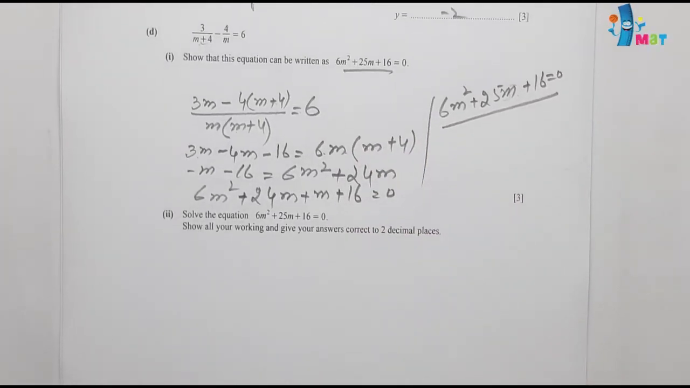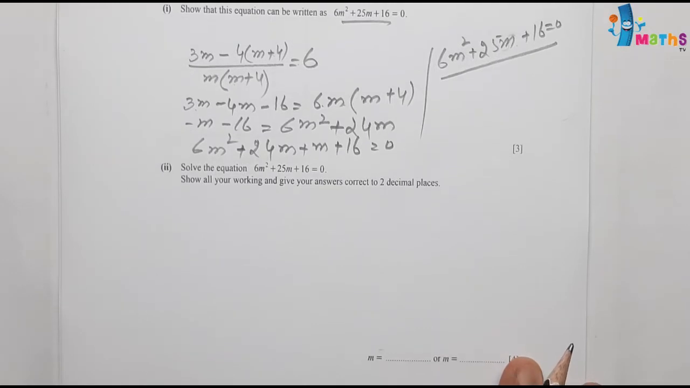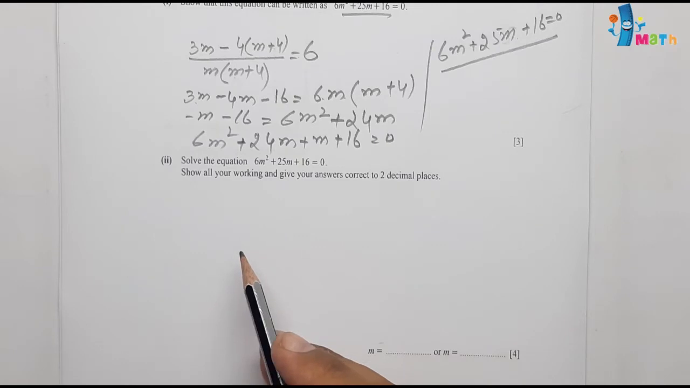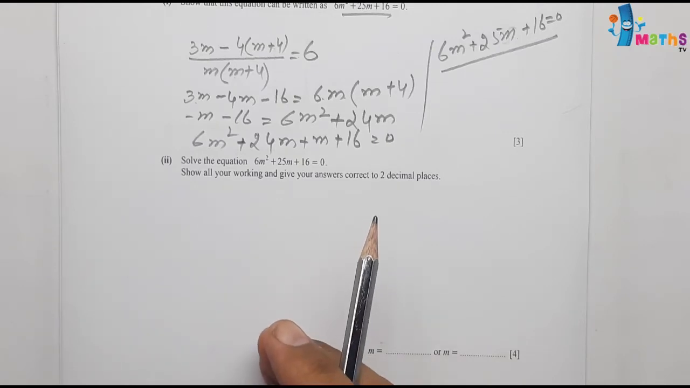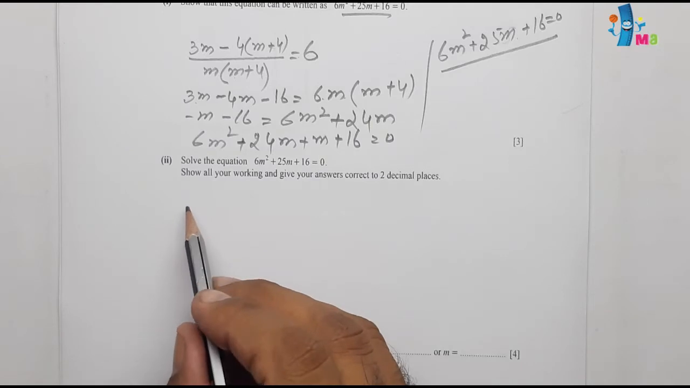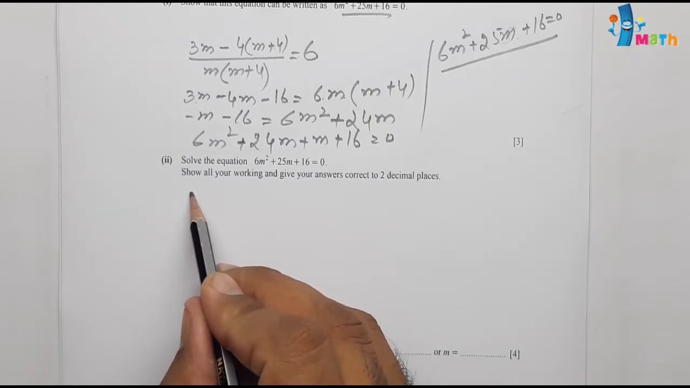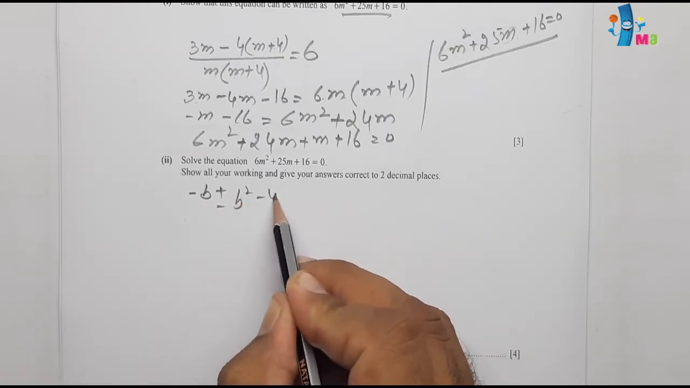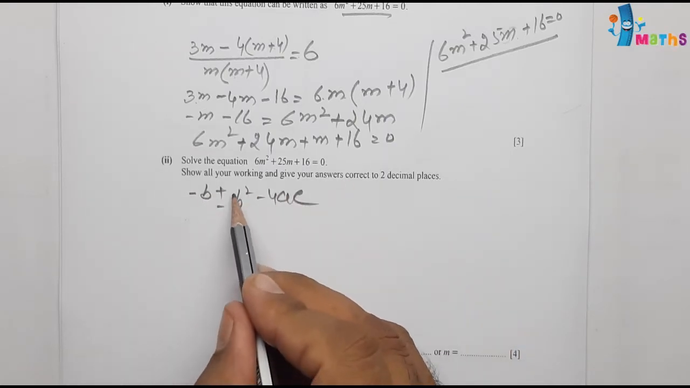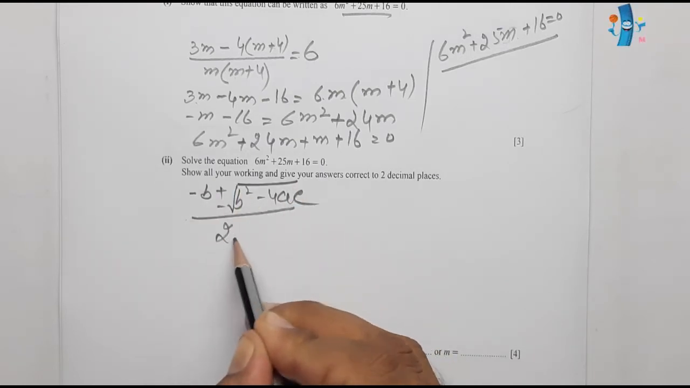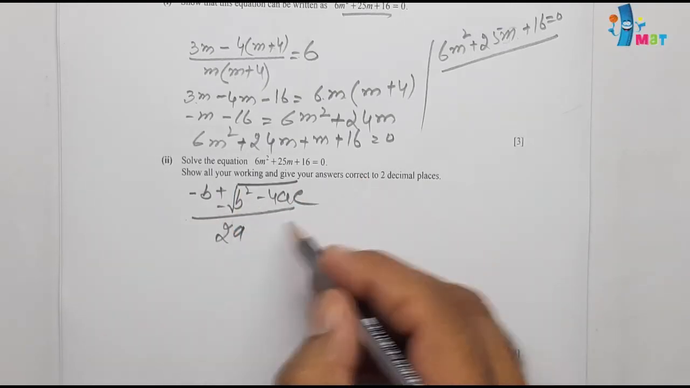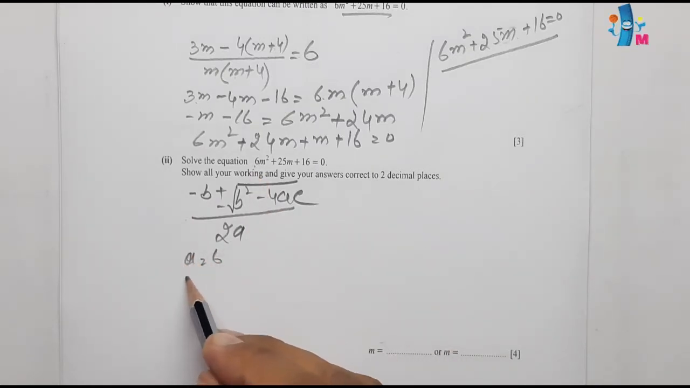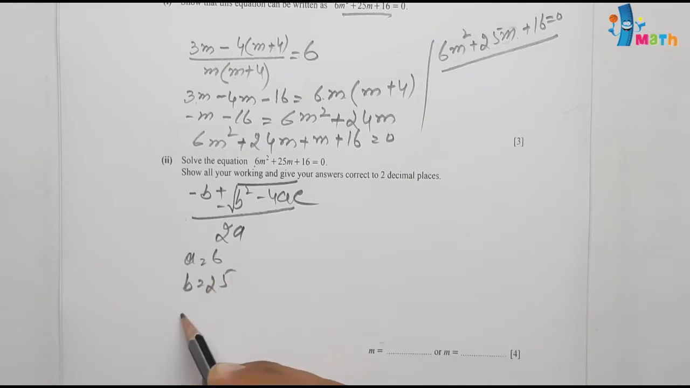Next part, part 2, solve the equation. This is the quadratic equation which they have given. So we can use quadratic formula also, and for example, we can use minus b plus minus square root of b squared minus 4ac over 2a. So this is the quadratic formula. We can apply this, and we know a is equal to 6, b is equal to 25, and c is equal to 16.